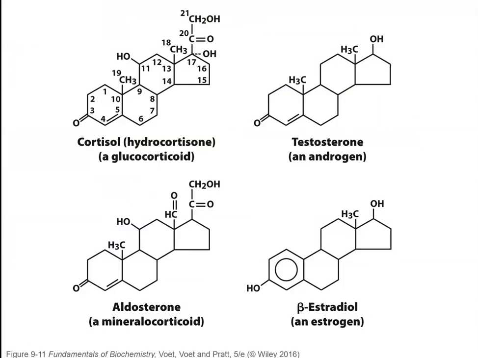So here are some structures to show you. Cortisol is a glucocorticoid, again involved in the stress response. Testosterone is an androgen, aldosterone is a mineralocorticoid, and beta estradiol is an estrogen. They all have different ways of binding to the receptors and influencing the transcription of specific genes.